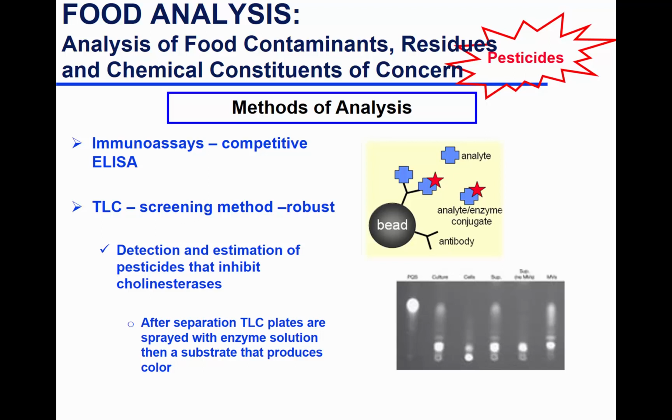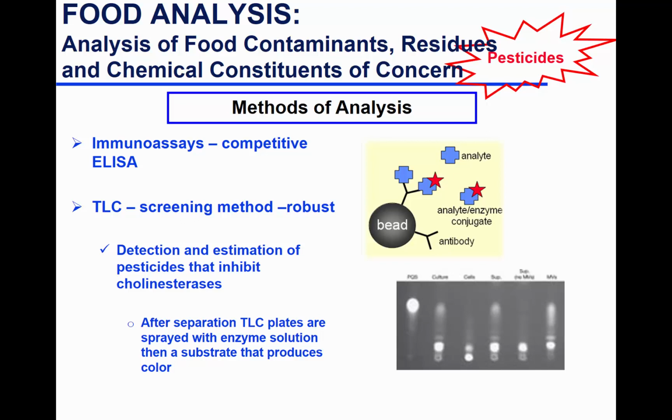Immunoassays are used, and because pesticides are small compounds, you can use competitive ELISA, where the entire pesticide is the epitope. You only have one epitope. You cannot do sandwich ELISA in this case. So you have your analyte, and you have the labeled pesticide that is the same as your analyte, labeled with an enzyme. So these compete for the antibody immobilized on your bead or plate.